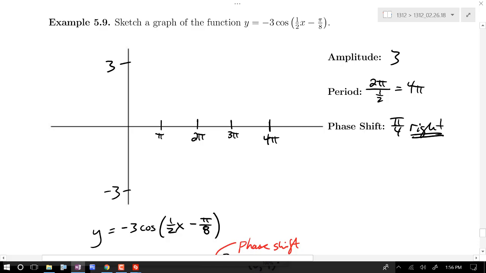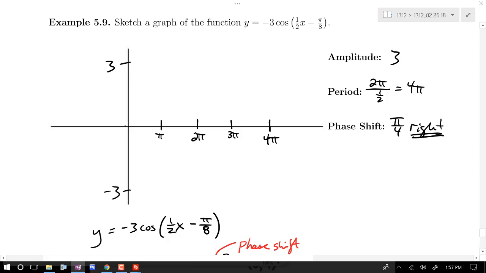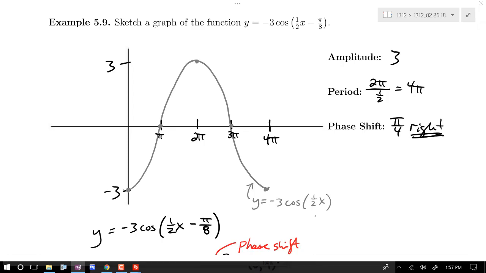So now I'm gonna graph it without the phase shift first. I'm gonna forget about that pi over 4 shift, and just plot -3 cosine of 1/2 x. So it starts at -3 and it goes up from there. Now we have to make room for the phase shift. There's plenty of space over to the right because we're only going pi over 4, right?